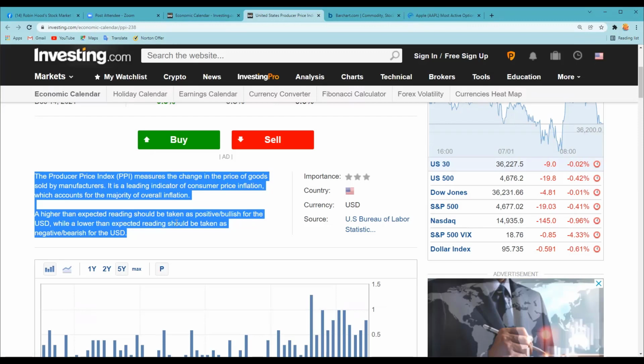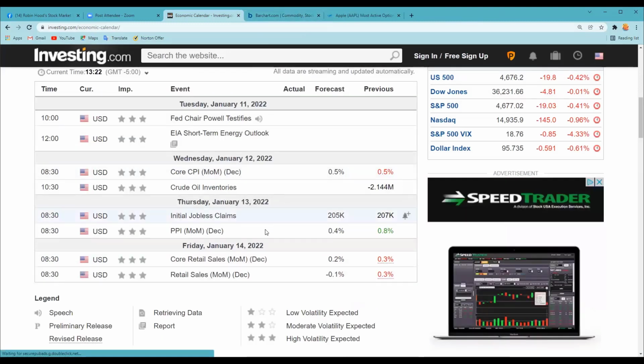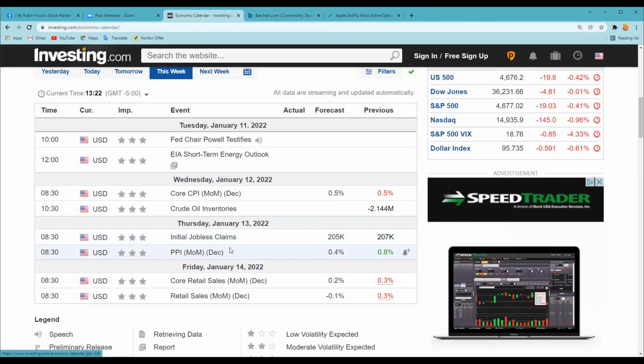A higher than expected reading should be taken as a positive or bullish for the US dollar or the stock market, while a lower than expected reading should be taken as a negative or bearish for the US dollar or the stock market. However, inflation has been great for the economy and the stock market, not so much for us buying things at the store, but it becomes more profitable for the manufacturers. If the manufacturers are more profitable, they will be able to beat their earnings and revenue and whatnot.